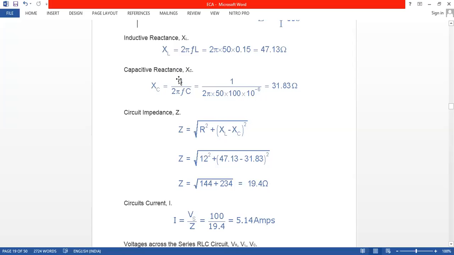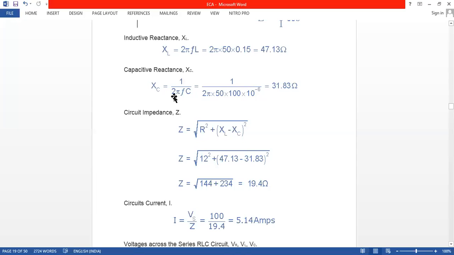What is the formula for XC? Yesterday we have seen 1 by 2 pi FC. Now you see 1 by 2 pi, pi is 3.14, 50 frequency given in the problem, and into capacitor, 100 microfarads, which is very small. So 100 microfarads means 100 into 10 power minus 6. Using the calculator, you have to complete the denominator part first, then 1 divided by the answer, you will get this particular value. So any problem on resistor, inductor and capacitor, immediately you have to solve the first step, XL and XC.